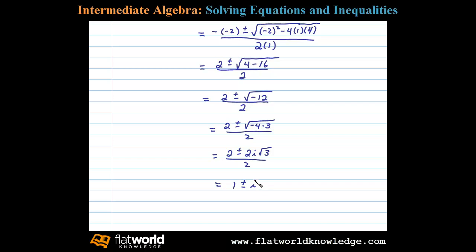leaves us with the term i times the square root of 3. So these are the two solutions to the original equation. Notice they're both complex.